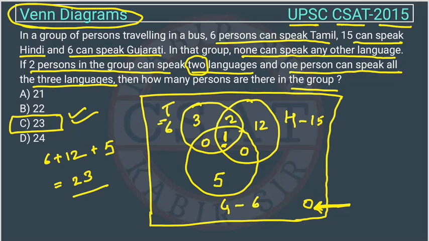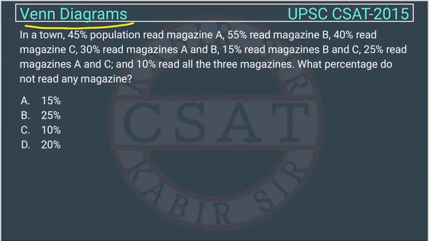So this is 0, so the final answer will be 23 only, right? This is a question of Venn diagram asked by UPSC in their CSAT paper of 2015.